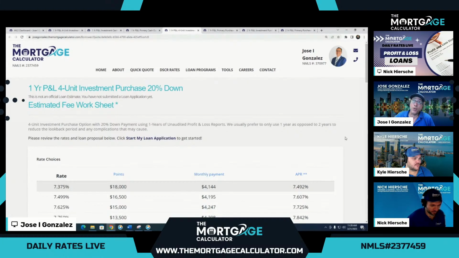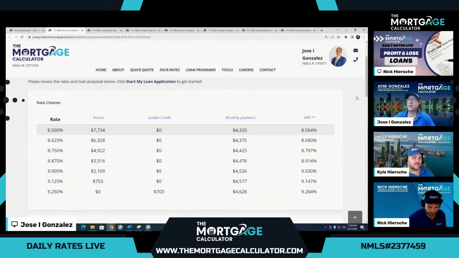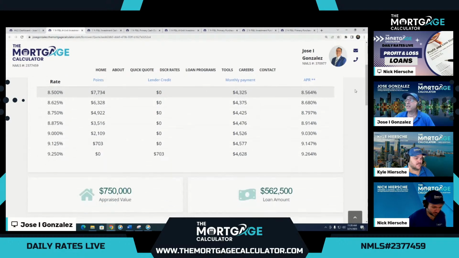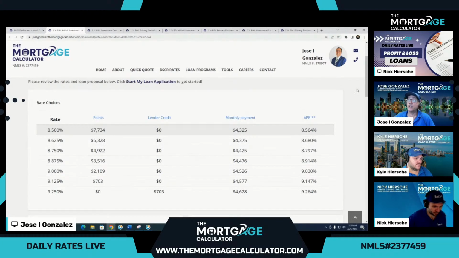That is 1 to 4 unit. I mean, 4-unit, 1 year P&L purchase with 20% down. And last but not least, we have our 1 year P&L 4-unit investment property cash out refi at a 75% LTV. We even have a lender credit at 9.25%, lowest cost option, obviously, and you can buy it down all the way to 8.5%, and that's a very low buy down of roughly 1.5 points only.